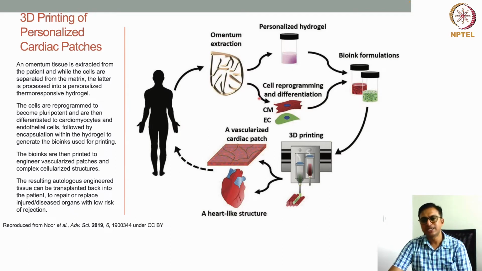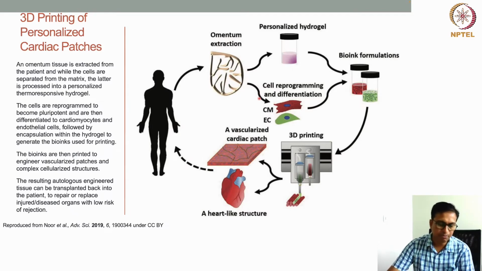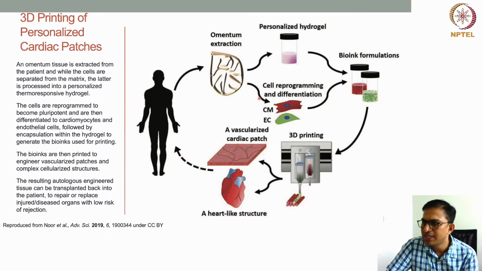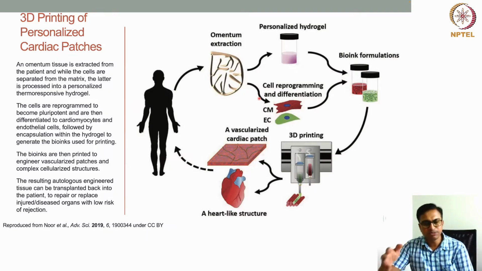From there, they can be reprogrammed first to induced pluripotent stem cells, and from there again differentiated towards the primary cells like cardiomyocytes and endothelial cells. Cardiomyocytes will be for the patch, and endothelial cells for the blood vessels. These two cell types can be incorporated within this personalized hydrogel. Then we can have a bioink formulation.